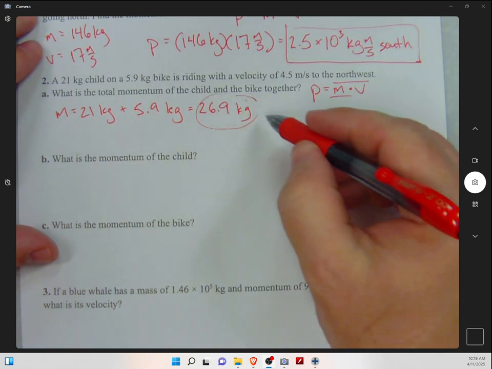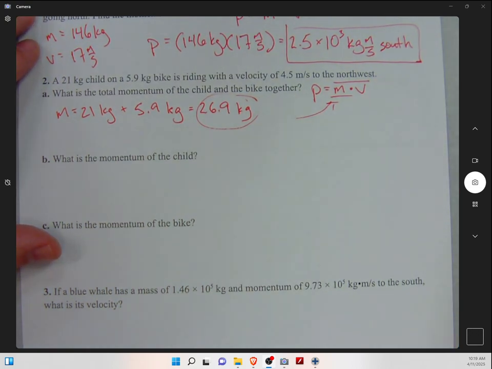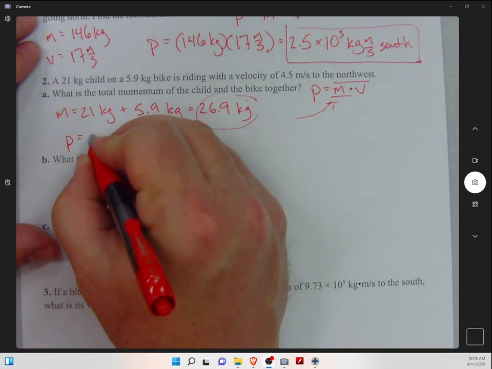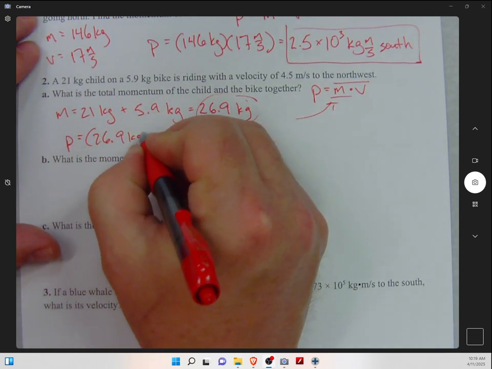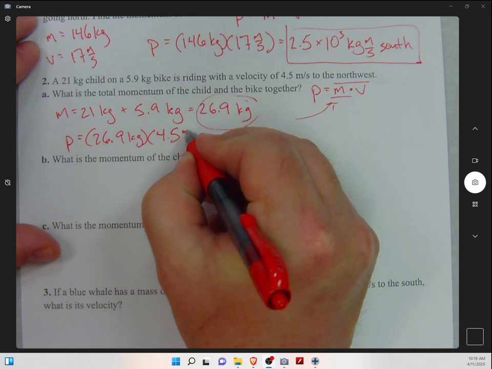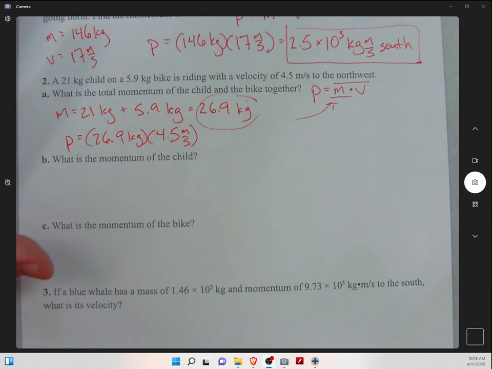Now, I can use this mass and plug that into M for mass. So that's going to look like momentum is equal to 26.9 kilograms. And then I'm going to multiply that by the velocity, 4.5 meters per second. And again, my calculator is going to tell me something close to 121.05. Right? Well, that's too many sig figs.